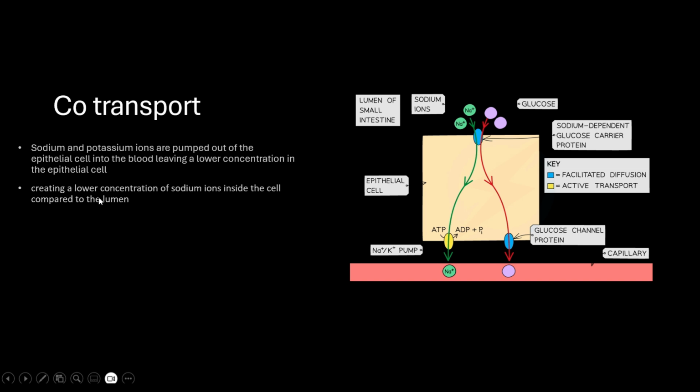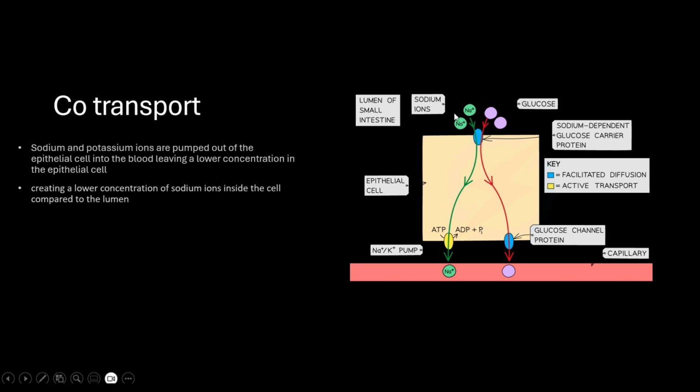So that's going to bring glucose with it. And then glucose, because there's a high concentration in the epithelial cell, will just move normally through diffusion into the capillary. So write that down bit by bit. So sodium and potassium ions are pumped out of the epithelial cell into the blood, leaving a lower concentration in the epithelial cell. Naturally, that creates a concentration gradient, with a low concentration of sodium ions inside the cell compared to the lumen up there.